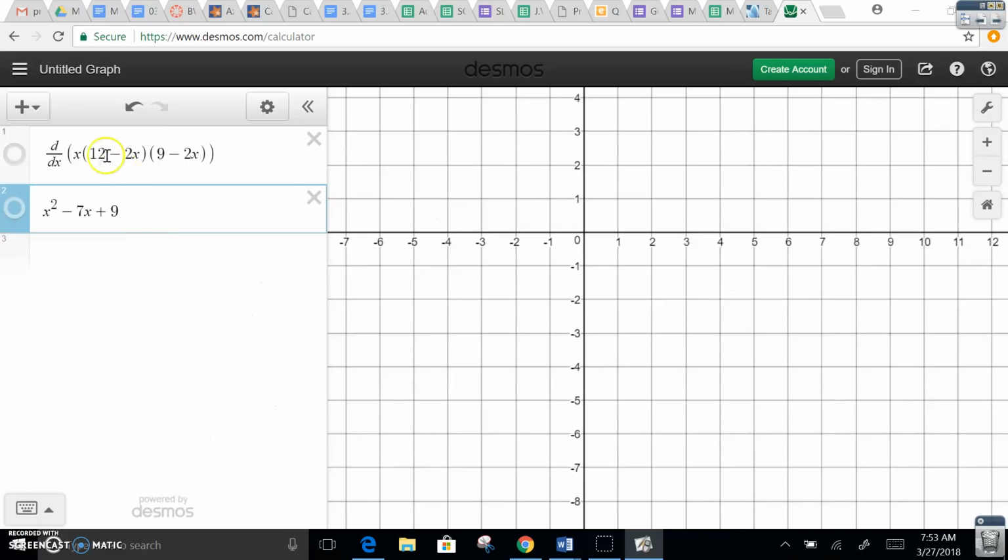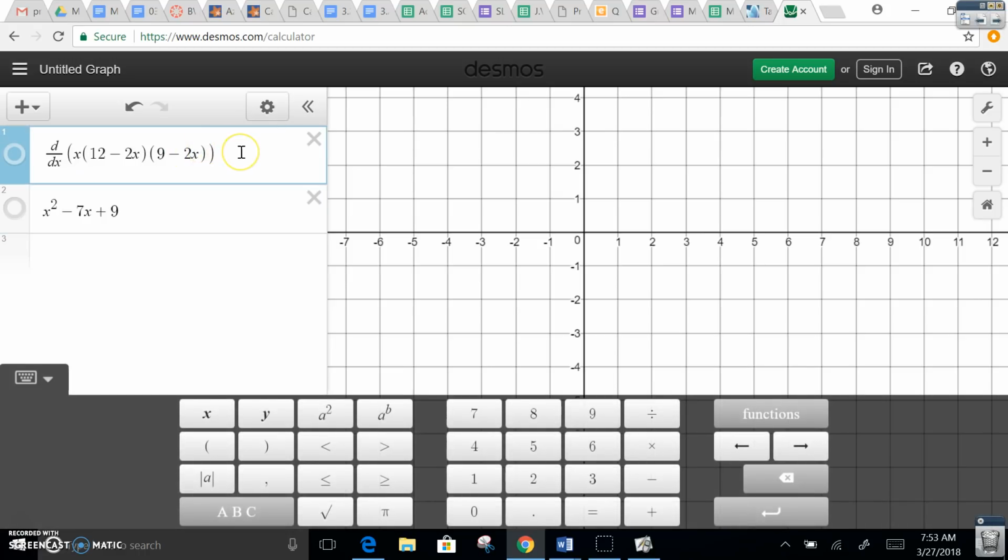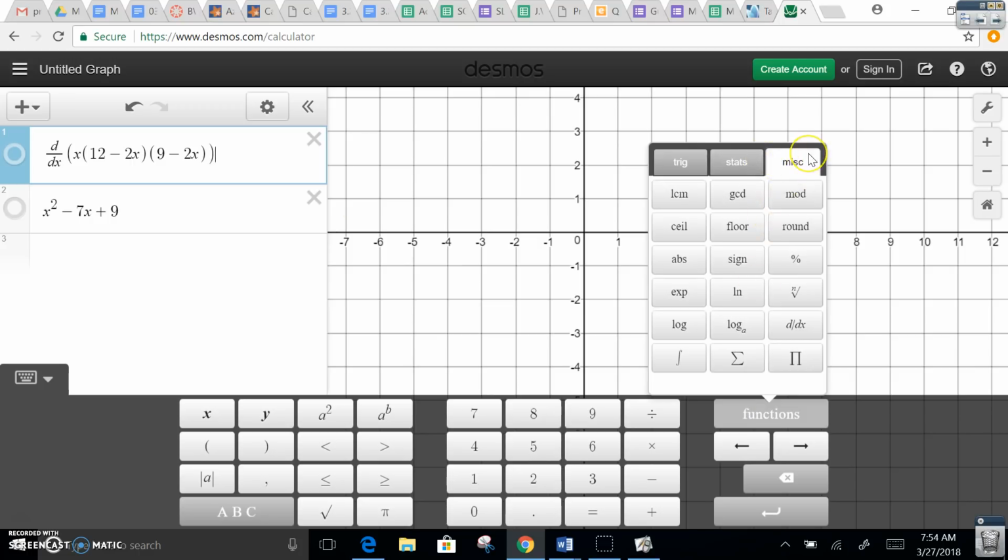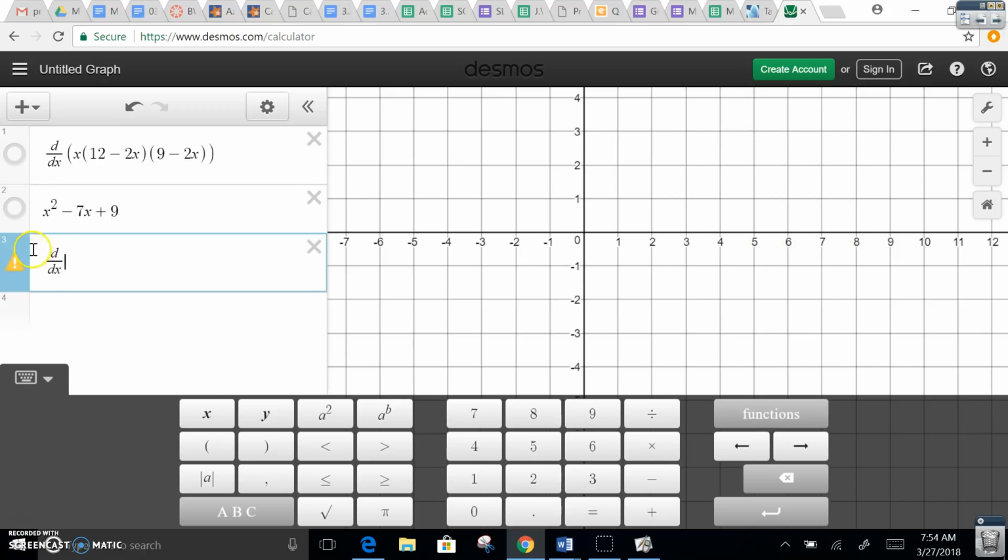Okay, so what I have here is I've kind of already entered my functions, but I want to show you how I did that. If you just click on that spot and go to functions, you're going to have to go to miscellaneous. In miscellaneous, you see DDX, and you can press that. I'll show you here in a little bit. You can press that, and then you would basically enter your function. Okay, that's what I've already done here. I've entered the function x, 12 minus 2x, 9 minus 2x. Remember, this is the volume of the box, and we want to maximize the volume, so we're going to go ahead and find the CPs.